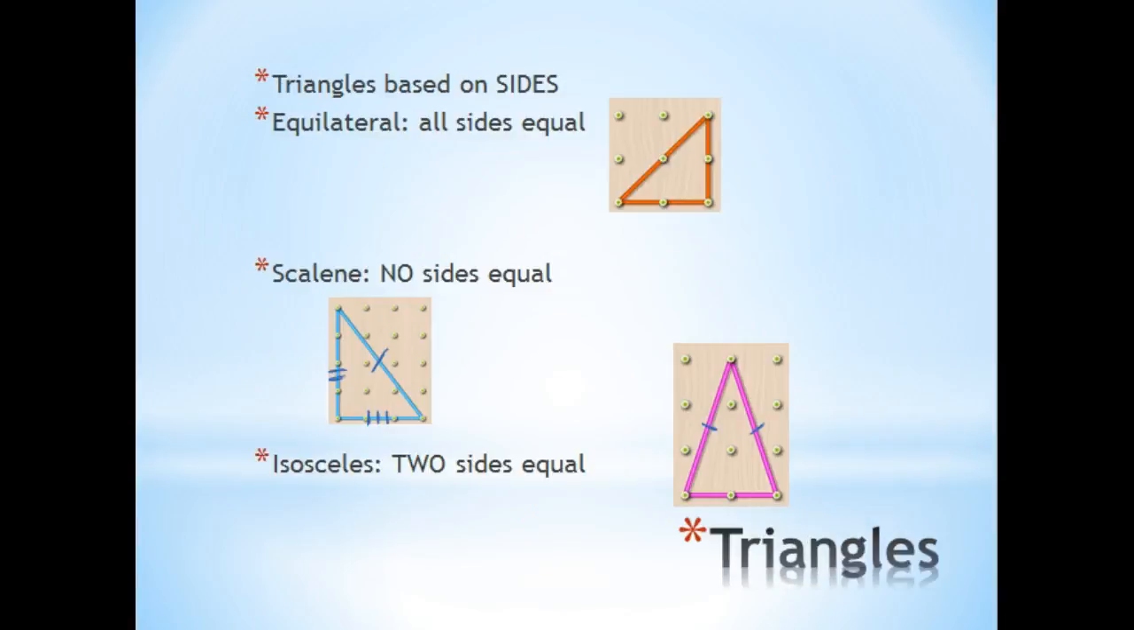Now, let's talk about classifying triangles based on their sides. So if we have an equilateral, what that means for us is that all the sides are congruent. All the sides are equal, equilateral. Scalene, no sides are equal. So this is 1, this one gets 2, this one gets 3. And in this one, this is an isosceles triangle and 2 sides are equal.